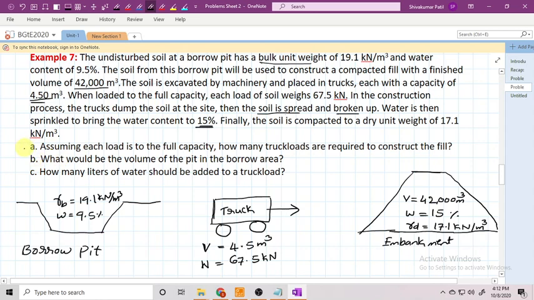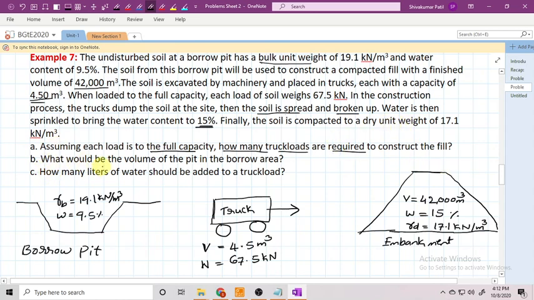So they are asking three parameters. First, assuming each load is at full capacity, meaning the truck is carrying all loads at its full capacity, how many truck loads are required to construct the fill? They want to find out the number of truck loads required to construct this much volume. This is the first question.